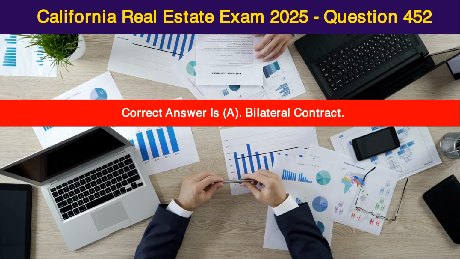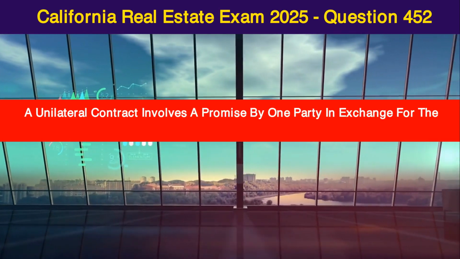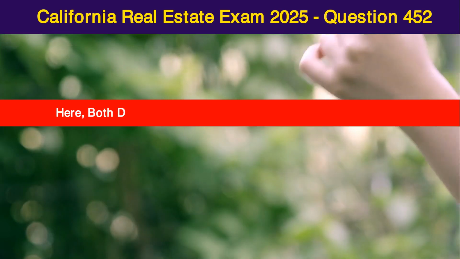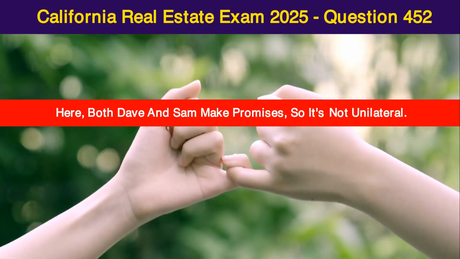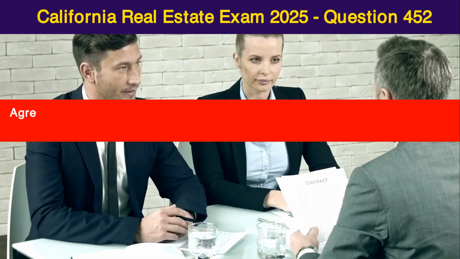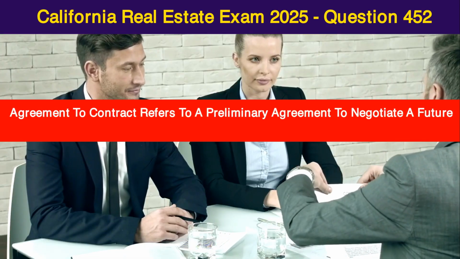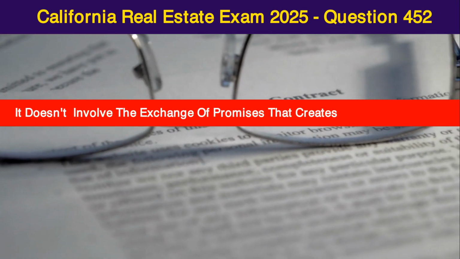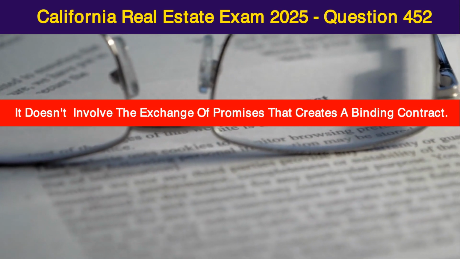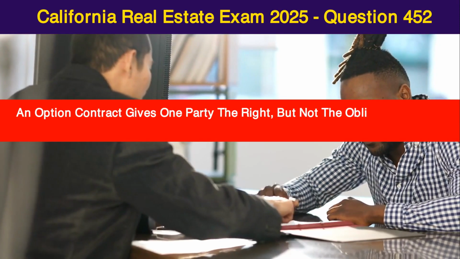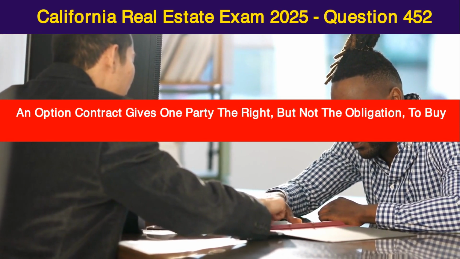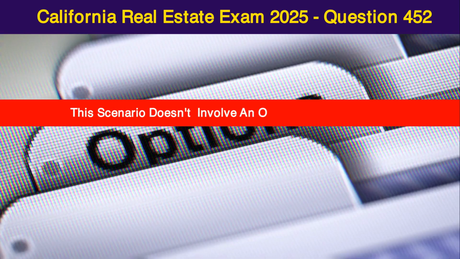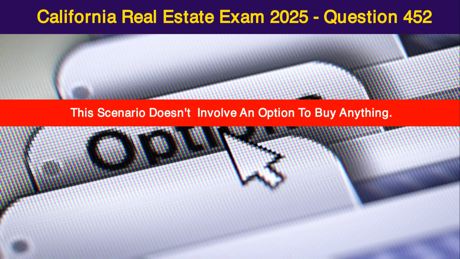Bilateral contract. A unilateral contract involves a promise by one party in exchange for the performance of an act by the other party. Here, both Dave and Sam make promises, so it's not unilateral. Agreement to contract refers to a preliminary agreement to negotiate a future contract. It doesn't involve the exchange of promises that creates a binding contract. An option contract gives one party the right, but not the obligation, to buy something from another party within a specific time frame. This scenario doesn't involve an option to buy anything.